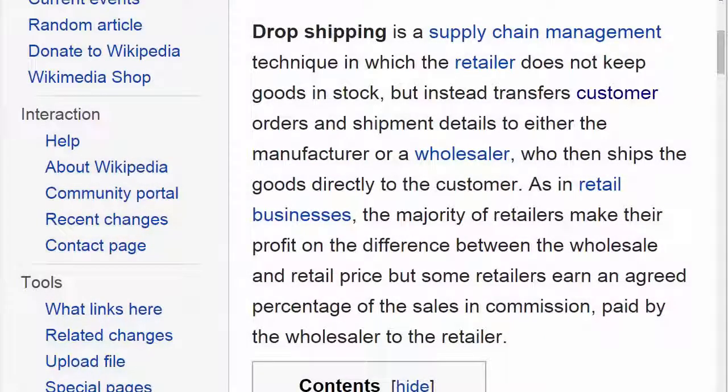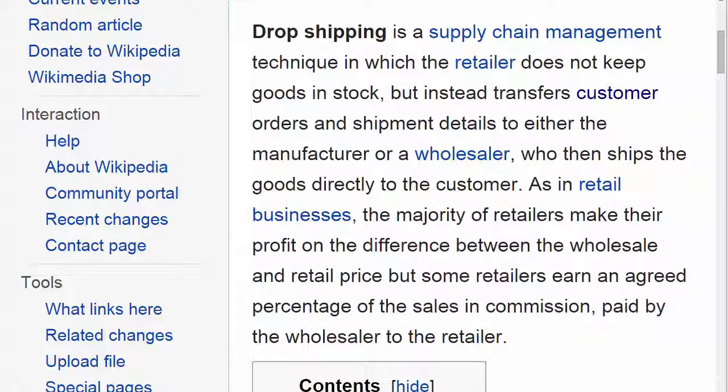Okay, so let's go ahead and get into the definition to really get an understanding of what drop shipping is. Here's the definition on Wiki. Drop shipping is a supply chain management technique in which the retailer does not keep the goods in stock, but instead transfers customer orders and shipment details to either the manufacturer or a wholesaler, who then ships the goods directly to the customer. As in retail businesses, the majority of retailers make their profit on the difference between the wholesale and retail price, but some retailers earn an agreed percentage of the sales as commission paid by the wholesaler to the retailer.